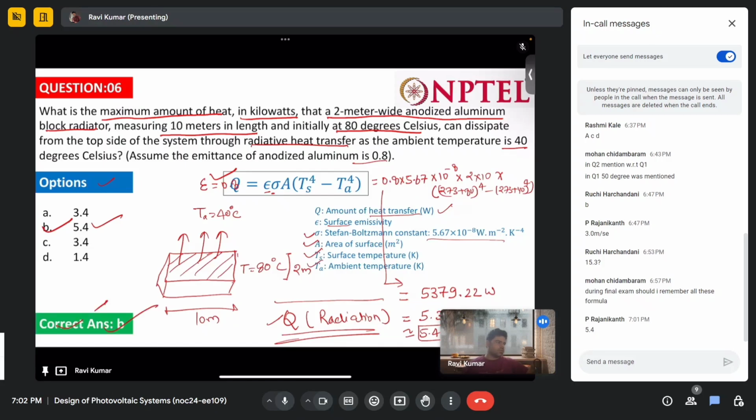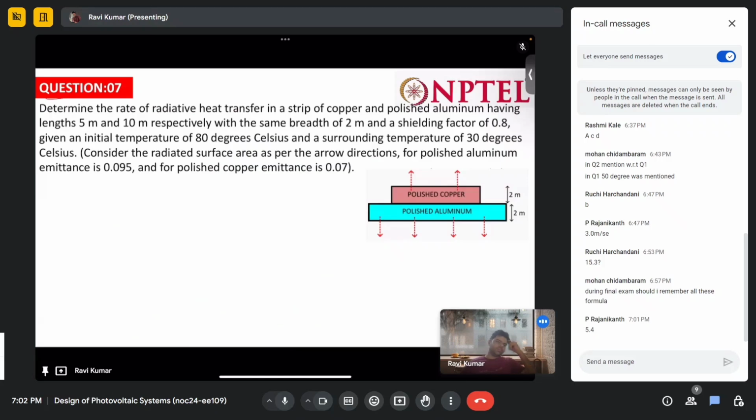Yes, Rajnikant, you are also right, 5.4 kilowatt. Let's move to the next question. This question is also similar to the previous one. The same formula will be applied. Just understand what this question is saying.